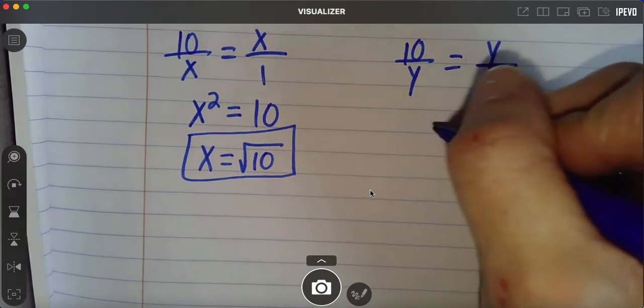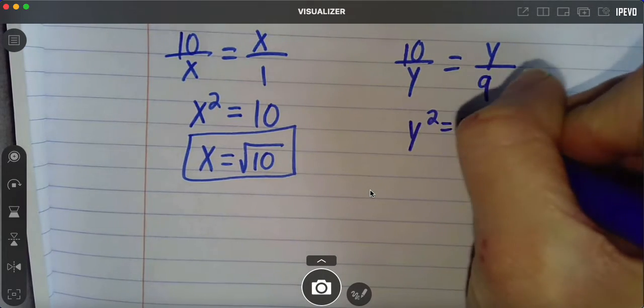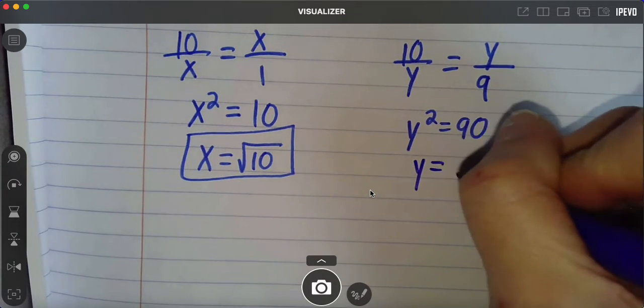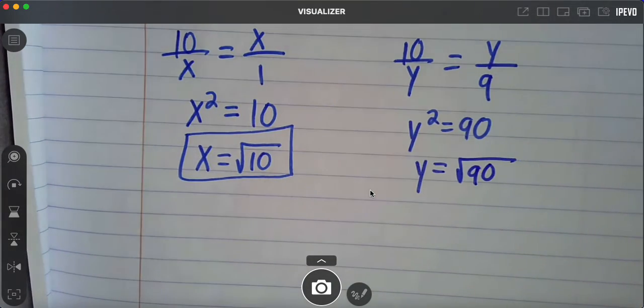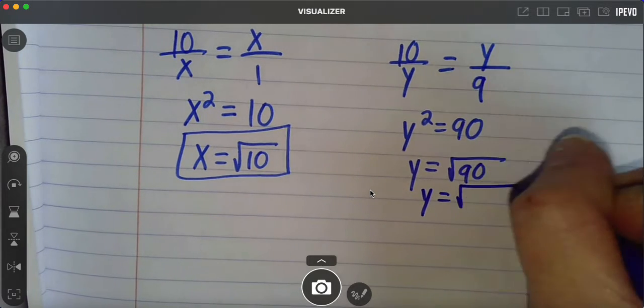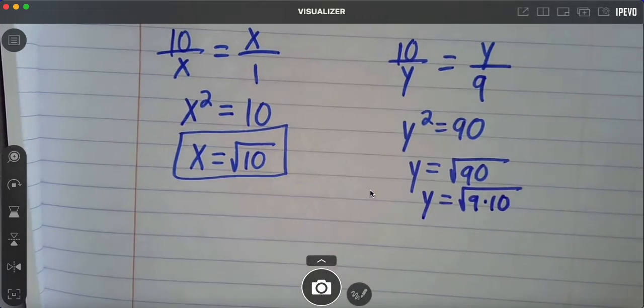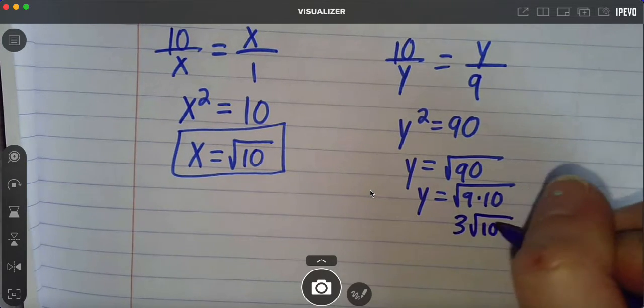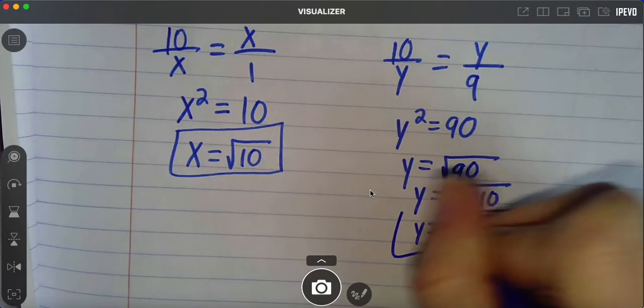So then I get y squared equals 90. Is everybody good with that? I cross multiplied. Then what do I do? I square root, same thing over and over again. Now what times what is 90? We've already done this problem. 9 and 10. And what is the square root of 9? 3. There's your answer. Y is 3 square root of 10.